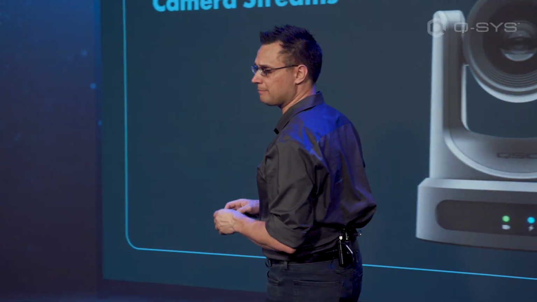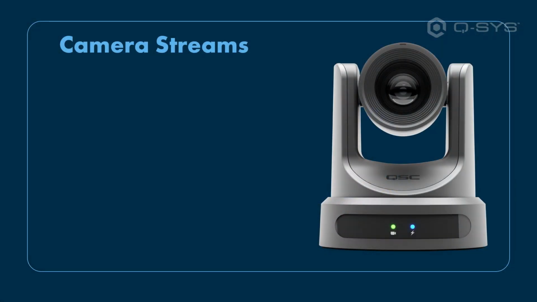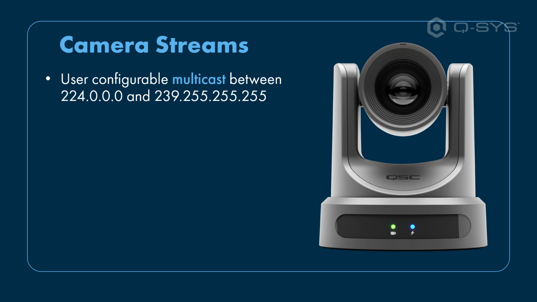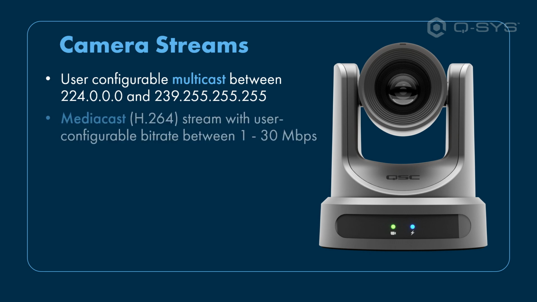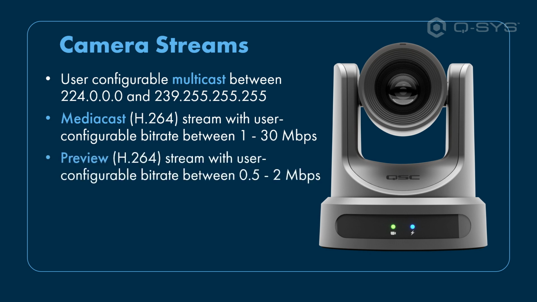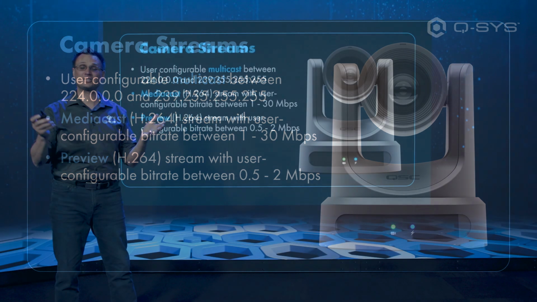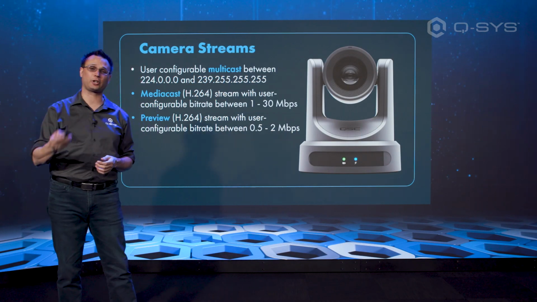And then finally, let's talk about camera streams, which are very different than video streams. Camera streams are actually H.264 encoded streams. They are multicast with this particular range of multicast addresses. The main camera stream is a user configurable bitrate between 1 and 30 megabits per second. And it also has a preview stream that you can access, and that can be sent to a touch panel or UCI viewer. And that is also H.264, and that is user configurable between half a megabit per second to 2 megabits per second.